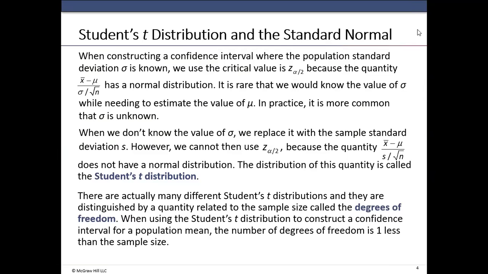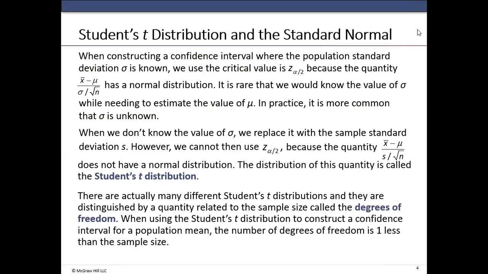Recall Z, the standard normal variable, is also defined as x minus mu divided by sigma. So as if this quantity x bar minus mu divided by sigma divided by square root of n is a Z score for the x bar, a particular x bar value. Since it is a Z score, it has a normal distribution whose mean is 0, standard deviation is 1. So it's a bell-shaped distribution for when we know the population standard deviation.